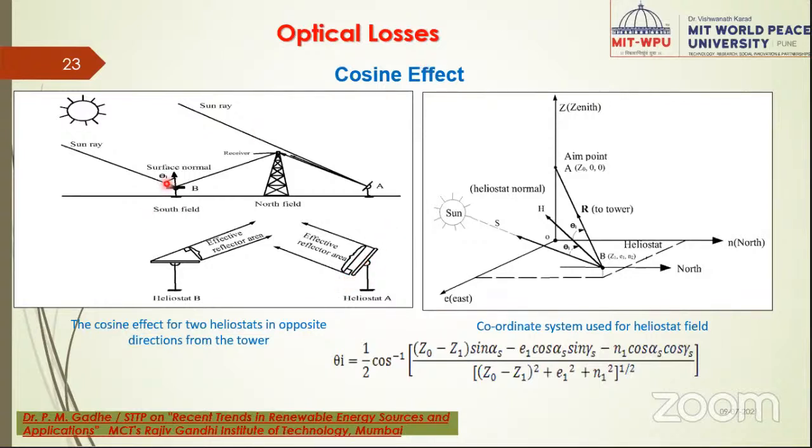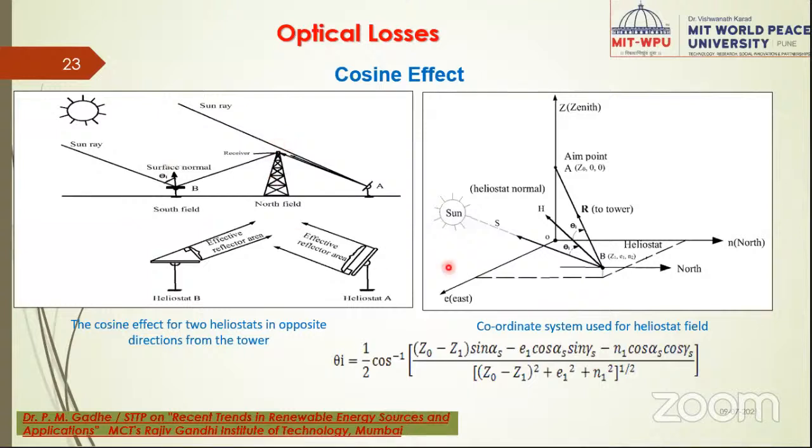So you can see that normally the mirrors which are placed on the northern side and focusing towards south have less cosine losses, but the mirrors that are placed on the southern side and focusing towards north have more cosine effect, more cosine losses. You can see that the incident ray and the reflected ray make an angle that is more than zero. Because of that, we get a smaller amount of intensity. So due to this, the optical losses increase due to the cosine effect.